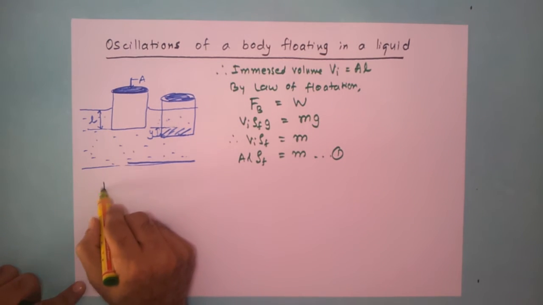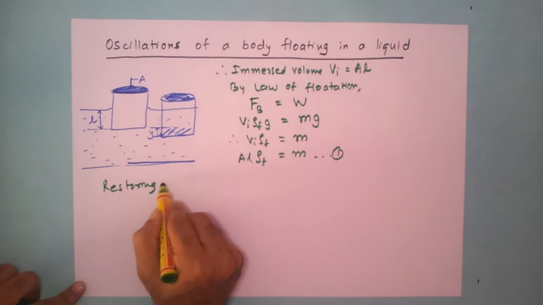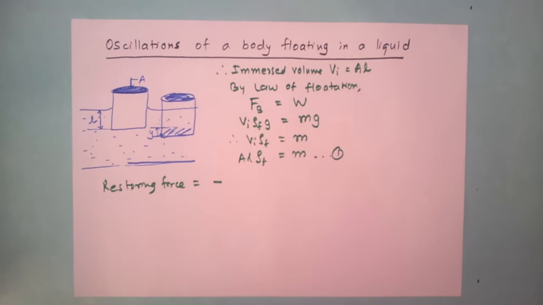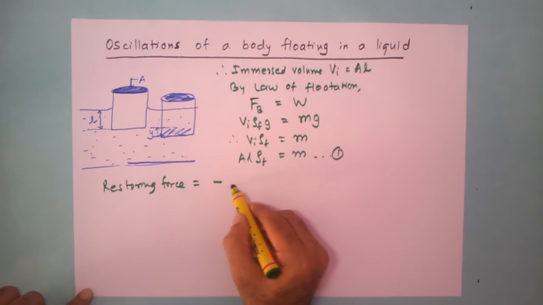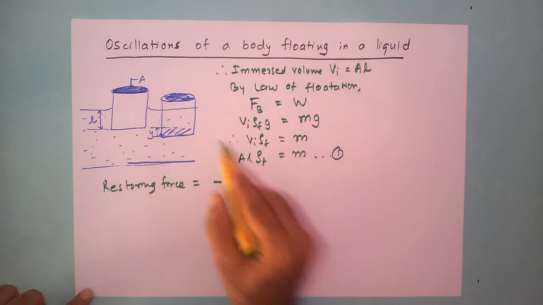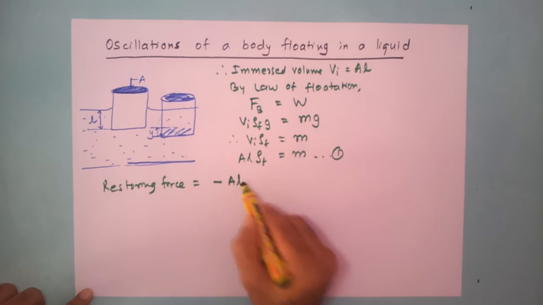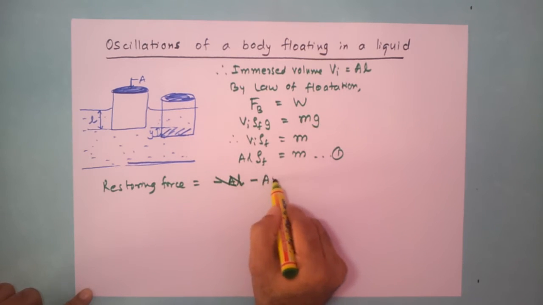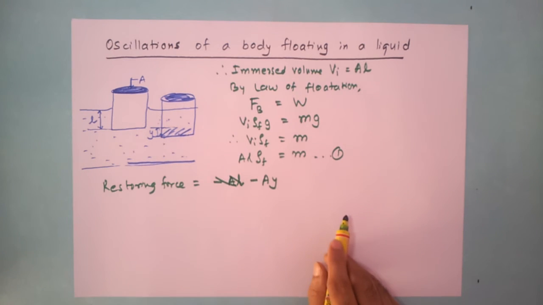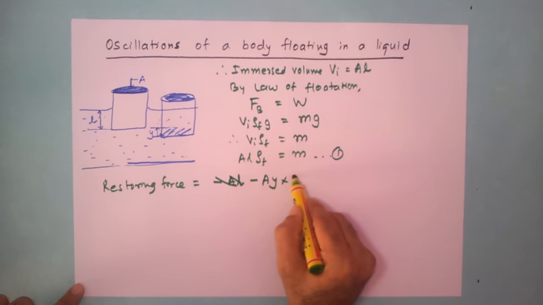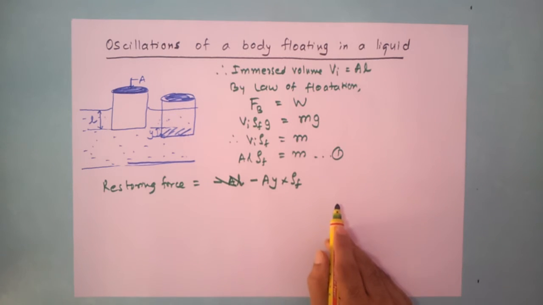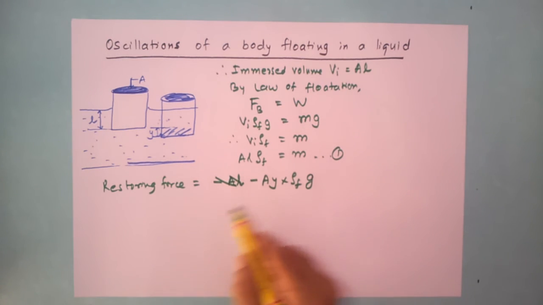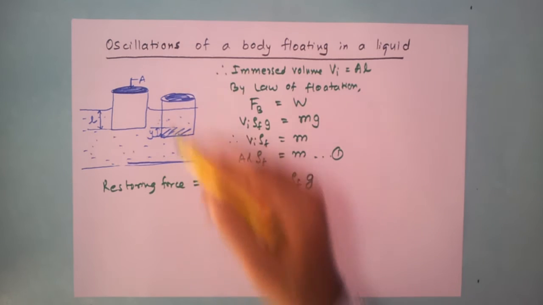So restoring force is equal to, I'll of course put a minus sign because it is acting opposite to the direction of motion. Restoring force will be equal to, again, the immersed volume, and the extra immersed volume is A, which is the cross-sectional area, into y. Correction over here: it is equal to minus A into y, where y is the extra immersed length, into density of the fluid, rho F. And since it is force, I'll put g over here. So this is the restoring force which comes into play, which tries to take this object back up.